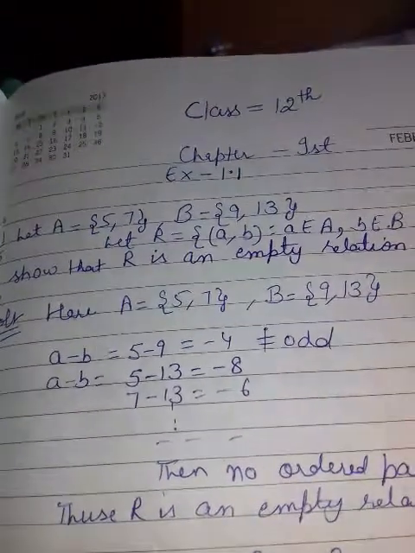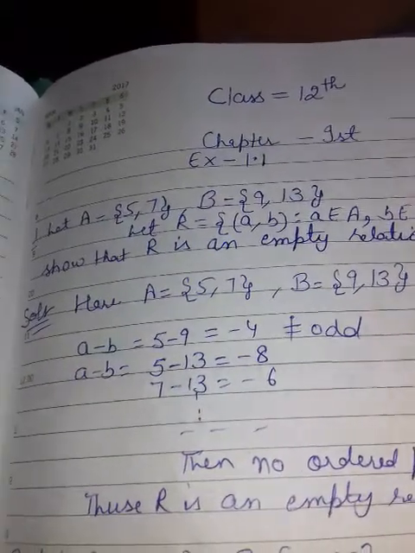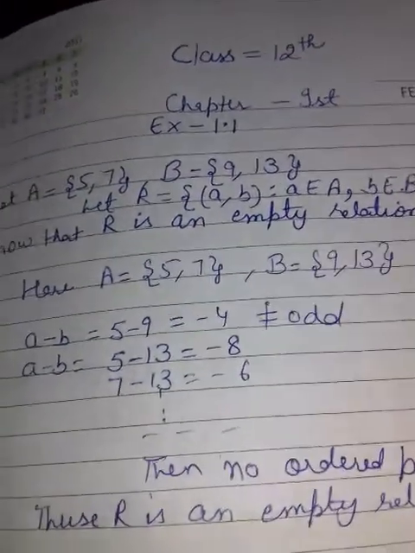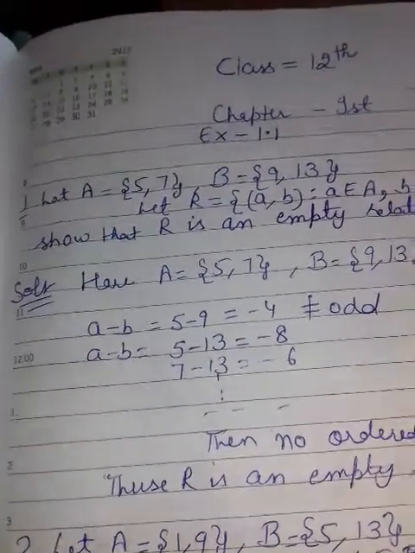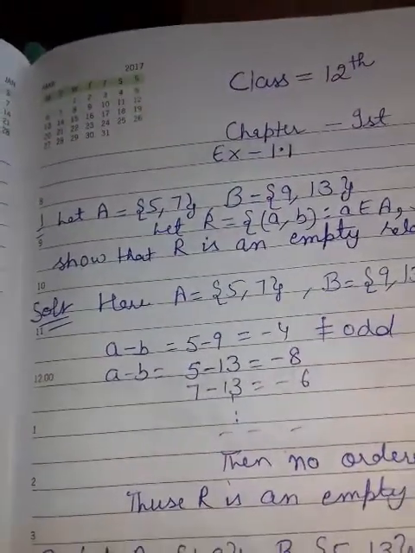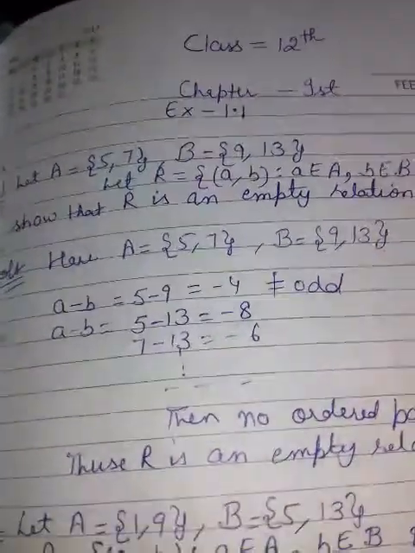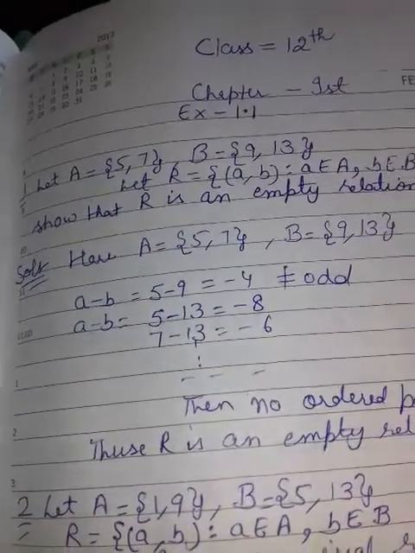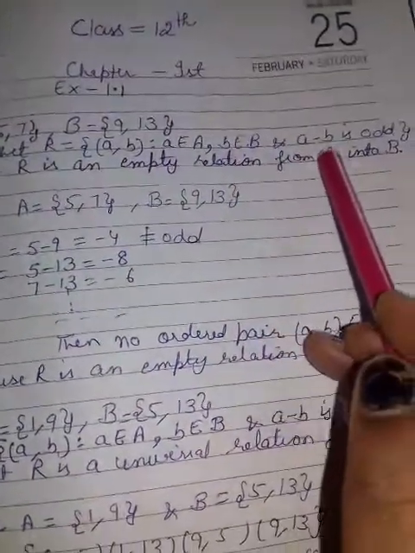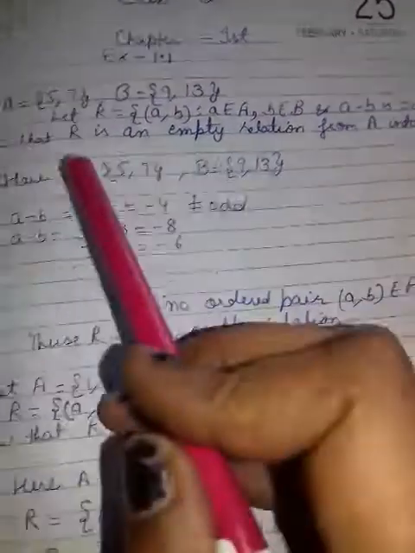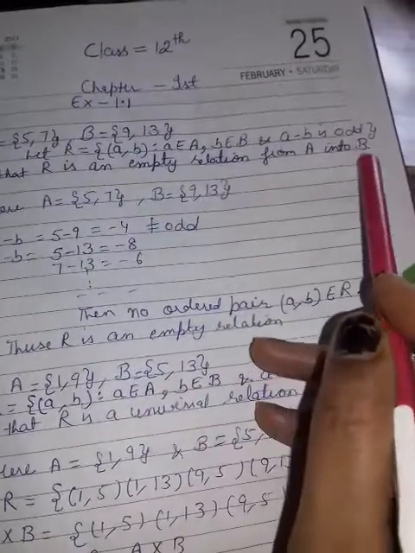And now I am here by taking the questions of exercise 1.1, selective questions which were asked in previous year board exams. Now my first question is, let A be {5, 7}, B be {9, 13}, and let R be {(a, b)} where a belongs to A and b belongs to B, and a minus b is odd. You have to show that this is an empty relation from A into B.